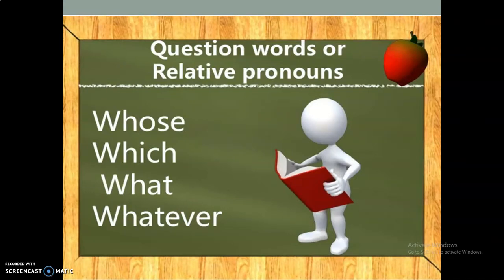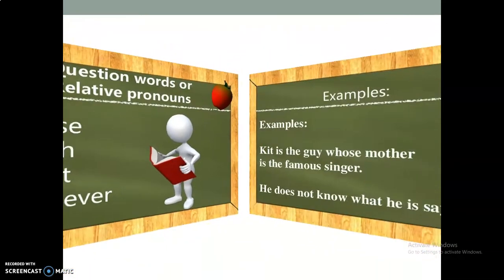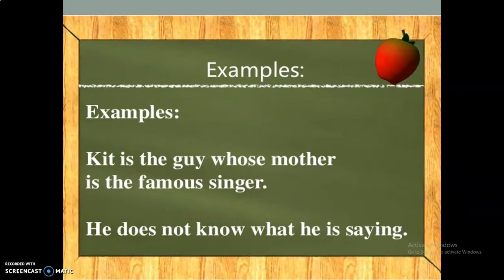Question words or relative pronouns. What are the question words? Whose, which, what, whatever. Examples: Kit is the guy whose mother is the famous singer. Here we are using the question word whose. Another example: he does not know what he is saying.